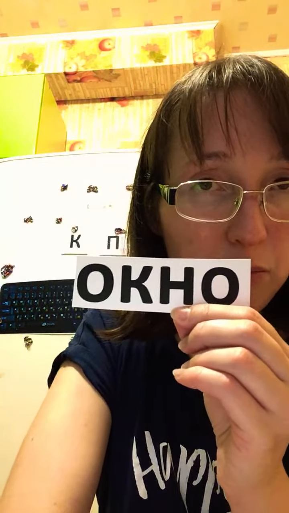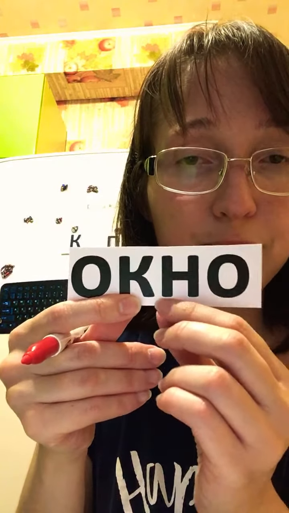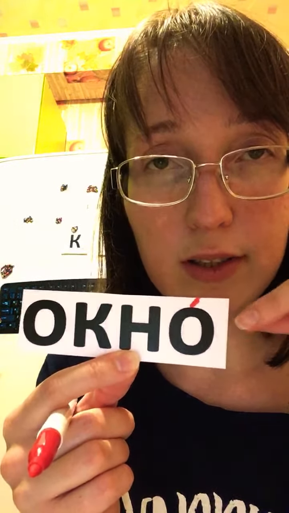The next word. Try to read it by yourselves first. 1, 2. Окно. The last O is stressed, so the first O is pronounced like A. Окно. A window.